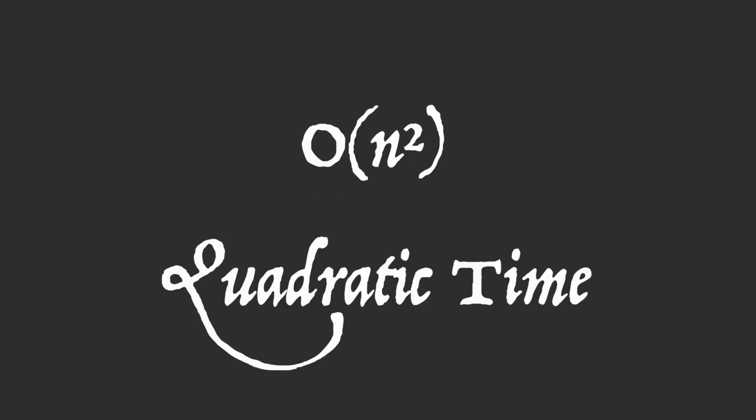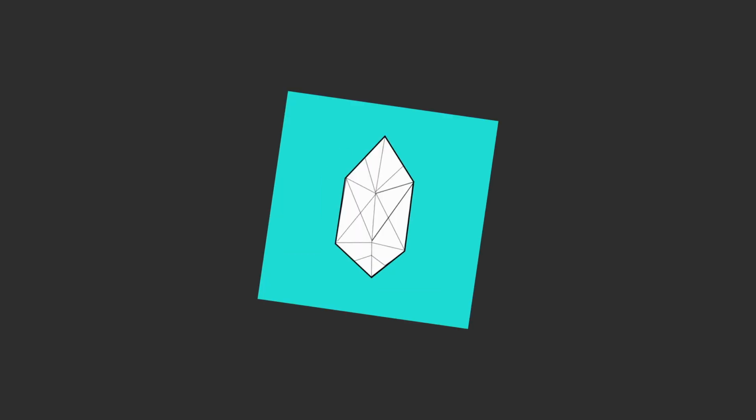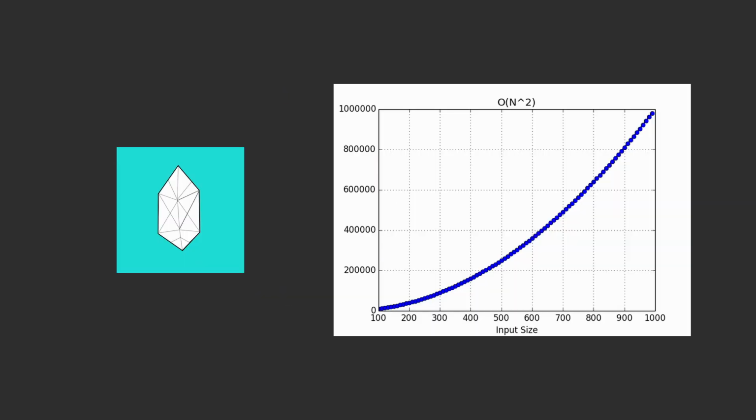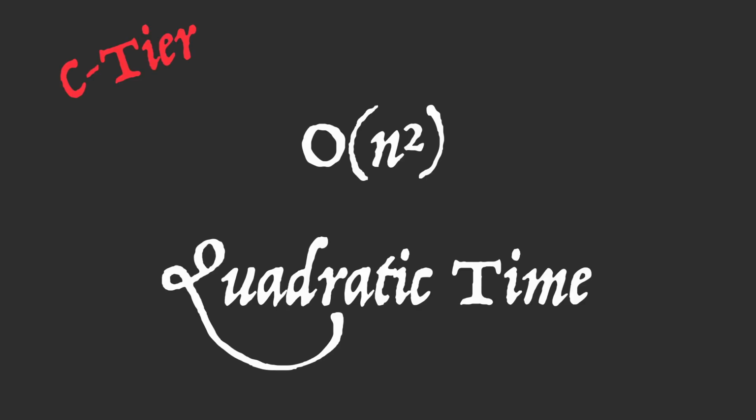O of n squared. This is called quadratic time. Double your input and your runtime quadruples. This is what happens when you compare every element with every other element. For small inputs, fine, whatever. For large inputs, your computer starts questioning its life choices. This is C tier at best.